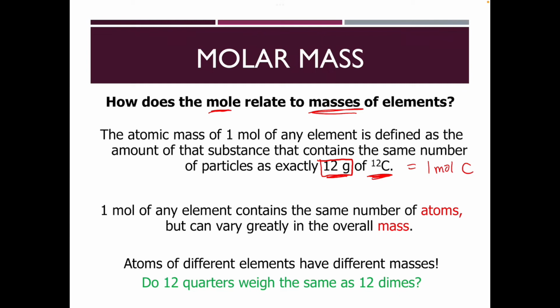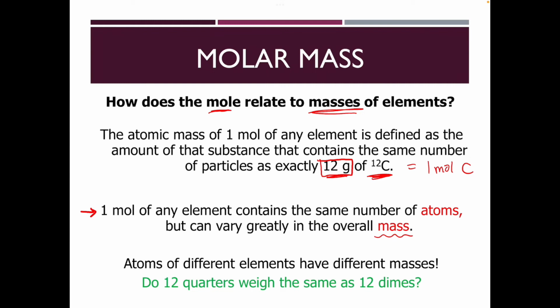So our atomic mass, or our molar mass, is defined as 1 mole of that element. Okay, we know already 1 mole of anything means that we have 6.022 times 10 to the 23rd of that thing, right? Like I told you, if you have a mole of puppies, you have 6.022 times 10 to the 23rd puppies, right? Because that word means a number, but they can vary greatly in the amount of mass. For example, let's say you have 12 quarters and you have 12 dimes. You have 12 of each thing, but if you were to put them on a balance, they would have a really different mass.